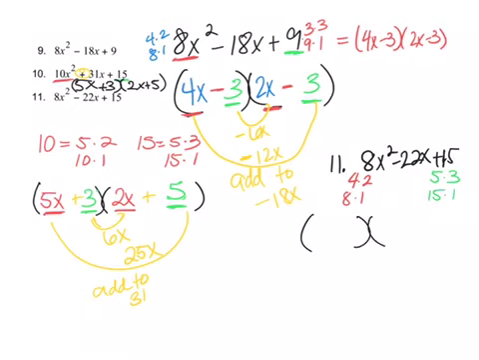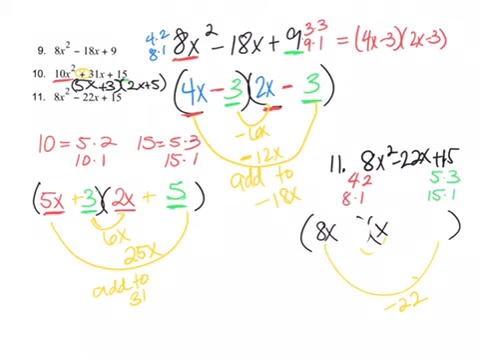So let's try 8x and x. First, I need to make it 22. We'll go 5 and 3. Check my outside and my inside. They need to add to negative 22. So I get 8x times 3 is 24x, and 5 times x is 5x. If I add these, I get 29, and I need negative 22. And if I subtract them, I get 19. So that doesn't work. So let's try them a different way.